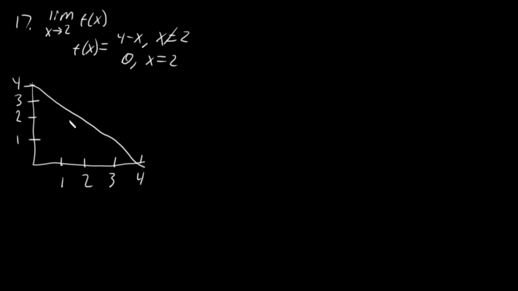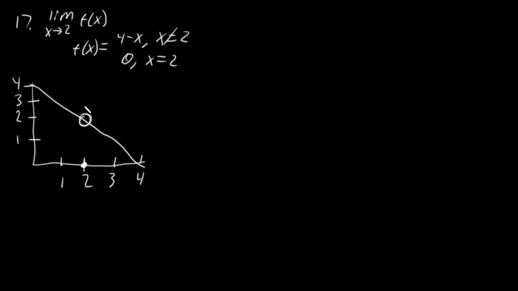And then, if we look back, at an x value of 2 we have a circle here at 2, 2, because its function value is down here at 0. So there it is down there. And so we're asking for the limit as x goes to 2.